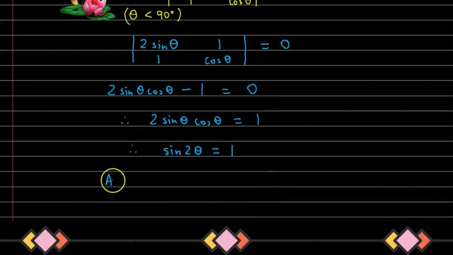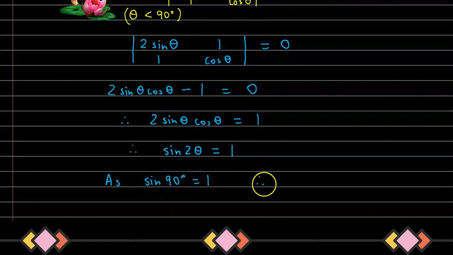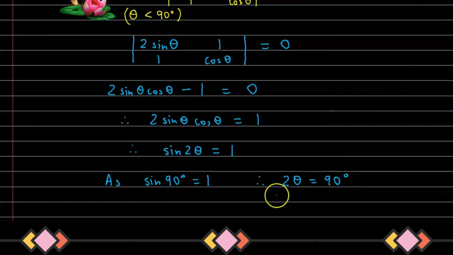Also, as sine 90 degrees is 1, so therefore हम कह सकते हैं 2 theta is equal to 90 degrees. So 2 theta is 90 degrees. Therefore theta is equal to 45 degrees or pi by 4 radians.